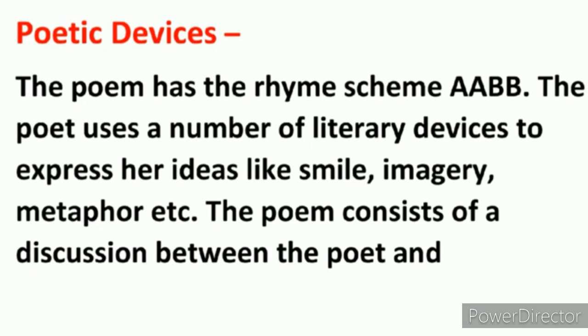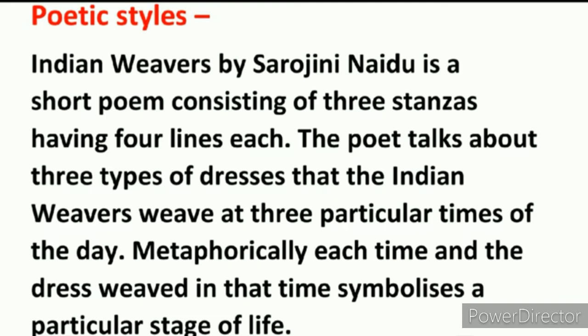Then poetic styles. Indian Weavers by Sarojini Naidu is a short poem consisting of 3 stanzas having 4 lines each. The poet talks about 3 types of dresses that the Indian weavers weave at 3 particular times of the day. Metaphorically, each time and the dress woven in that time symbolizes a particular stage of life. As we all know how the poem is written, this poem has been divided into 3 stanzas. Each contains 4 lines, which have an AABB rhyming scheme pattern.